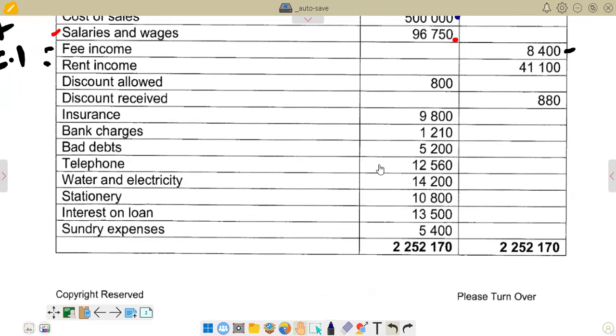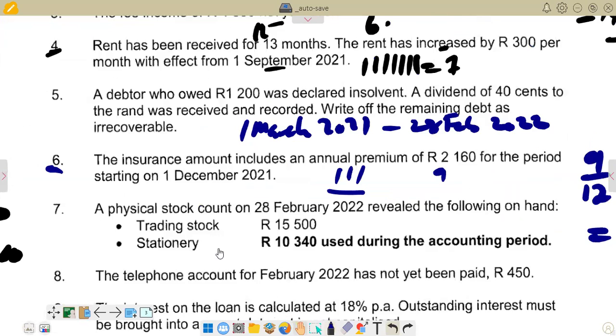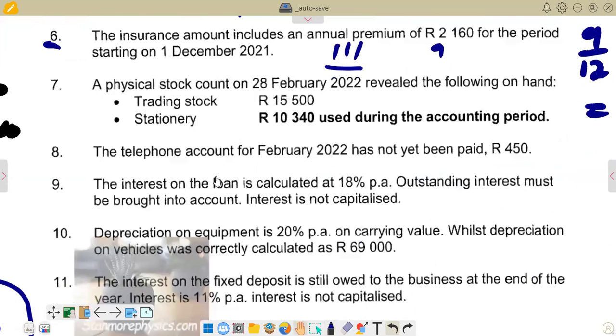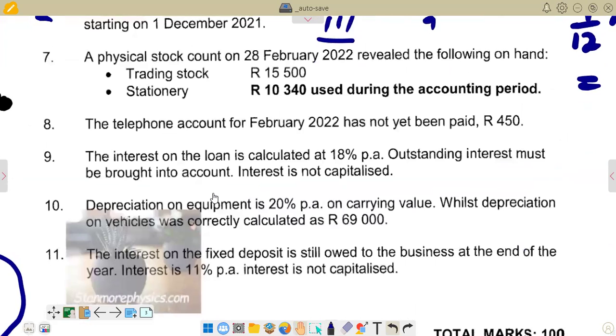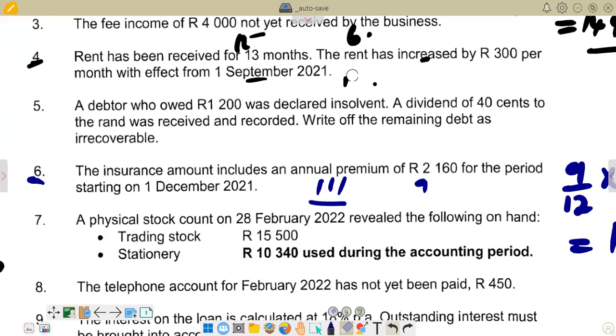So on bad debts, we are going to pick this 5,200 and then check the additional information for any adjustments on bad debts. So we come down, we see that we have something explaining bad debts there. Let's look at item 5 and see what is affecting our bad debt. Item 5 is saying a debtor who owed 1,200 rands was declared insolvent. And then the next sentence, a dividend of 40 cents to the rand was received and recorded, write off the remaining debt.